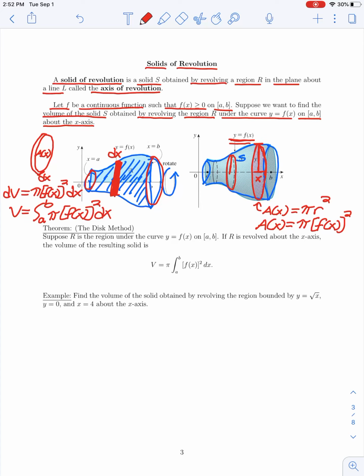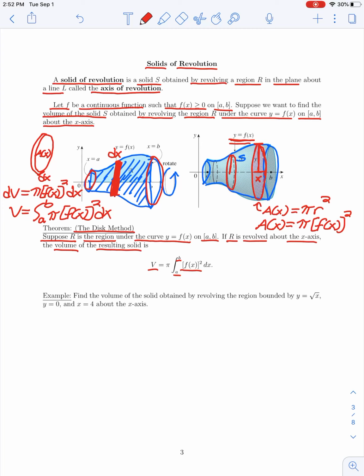So this formula which we've derived gives us a theorem known as the disk method, which says the following. Let us suppose that R is the region under the curve y equals f of x on some interval from a to b. So if that plane region R is revolved around the x-axis, then the volume of the resulting solid of revolution would be given by V, and it's found by integrating from a to b the function pi times r squared, where our radius was given by the function f of x, with respect to x.